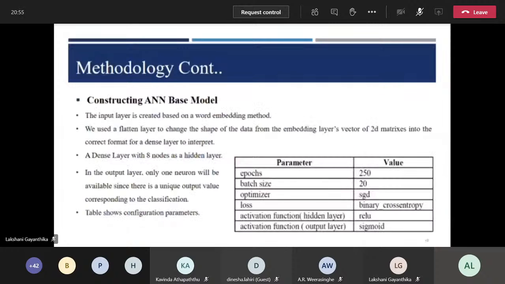When constructing the artificial neural network-based model, the input layer is created based on a word embedding method. We use a flatten layer to change the shape of the data from the embedding layer's 2D matrix into the correct format for a dense layer to interpret. Then we use a dense layer with 8 nodes as a hidden layer. In the output layer, we only use one neuron, since there is a unique output value corresponding to the classification.